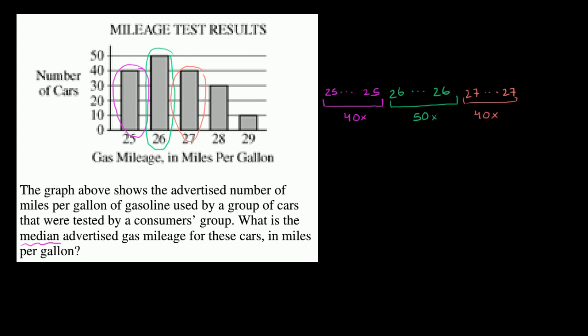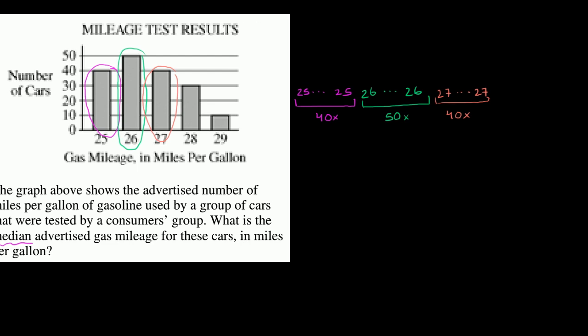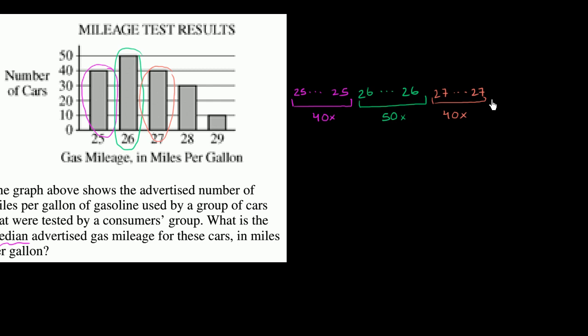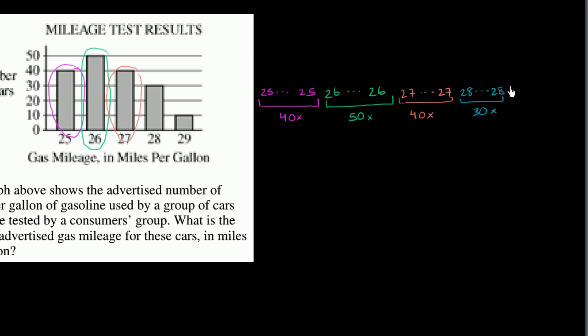And then there's 30 that have mileage of 28 miles per gallon. I'm running out of space here, but let me see if I can. So there's 30, 28 miles per gallon. I would write this 30 times. And then finally there's 10 cars that are at 29 miles per gallon. So I'd do 29 and I'd write it 10 times right over here.